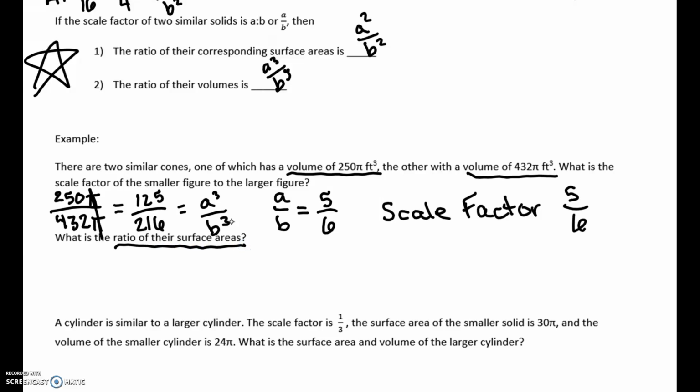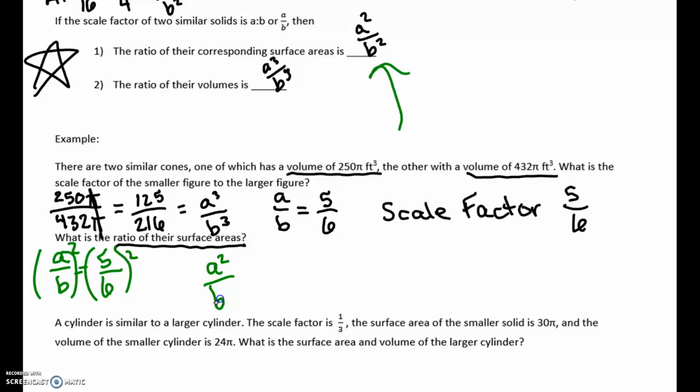Now let's talk about the ratio of their surface areas. Well, remember the ratio of their surface area, we learned from up here, has to be a squared over b squared. Well, if a over b equals 5 over 6, well, then I want to square both sides to get a squared over b squared. So a squared over b squared must be 25 over 36. That's the ratio of their surface areas.